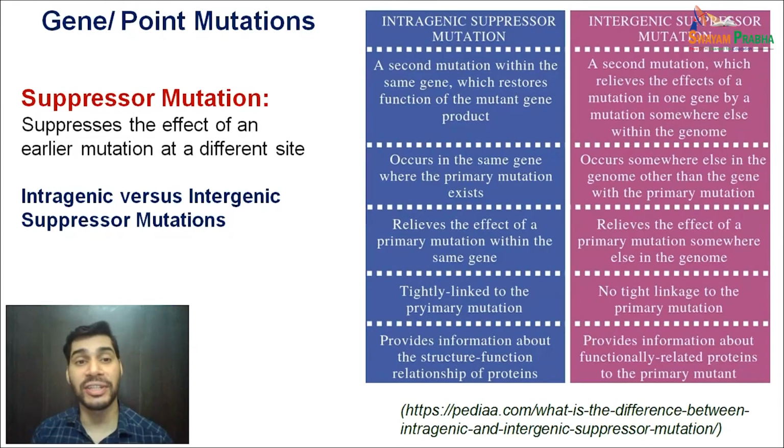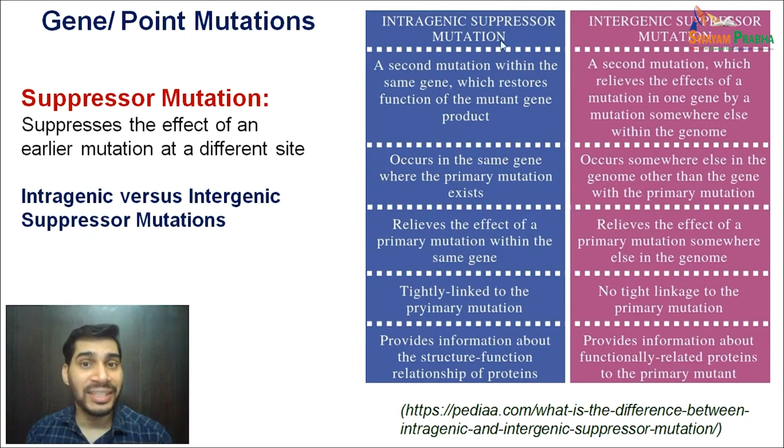So the major difference between the reverse mutation and the suppressor mutation is, in case of a reverse mutation, there is a reversal of the effect, and the mutation is occurring at the same site. Whereas in the suppressor mutation, there is a suppression of the effect of the previous mutation, but they are occurring at a different site. The suppressor mutation can also be classified as intragenic suppressor mutation or intergenic suppressor mutation.